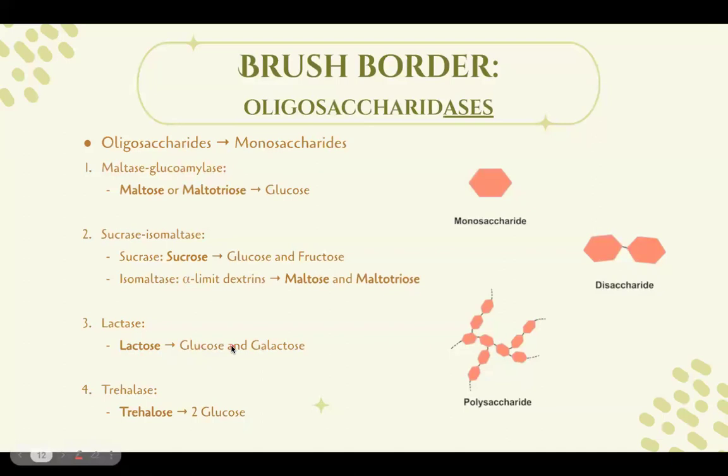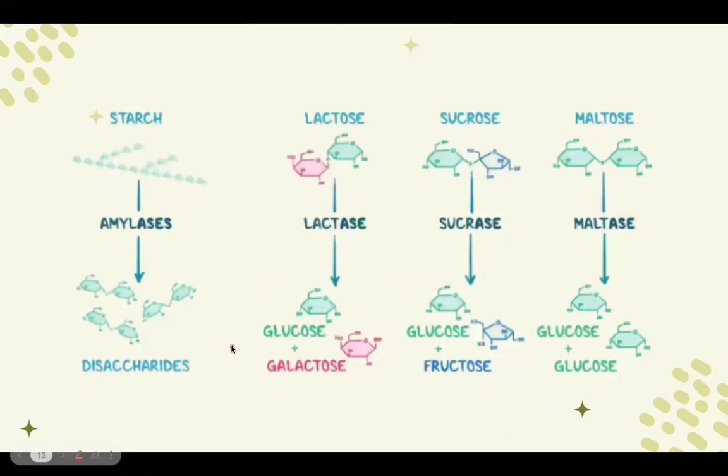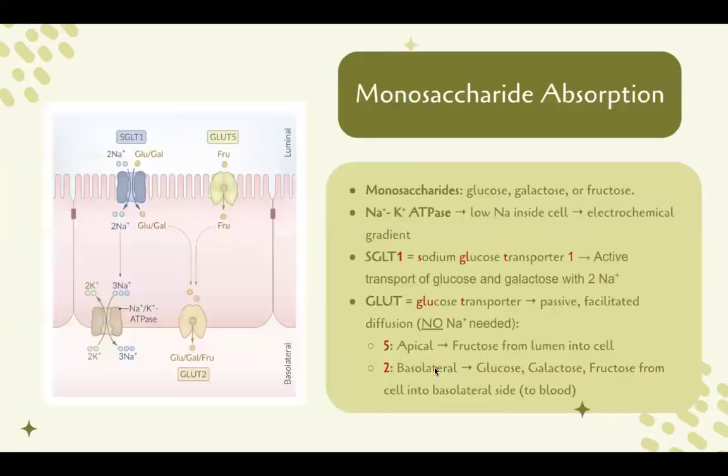Okay, so now we have our monosaccharides, and we can move on to absorption. But before we do that, let's look at this picture. So this kind of shows you a summary of everything we said so far. So again, starch, which is a complex polysaccharide. Amylase breaks it down into disaccharides or oligosaccharides in the lumen. Now, these disaccharides include lactose, sucrose, and maltose, which will be broken down by their respective enzymes into the different parts. And all of these at the bottom, glucose, galactose, and fructose are monosaccharides.